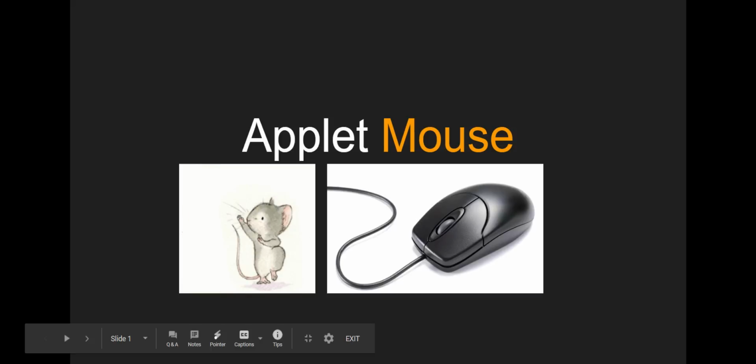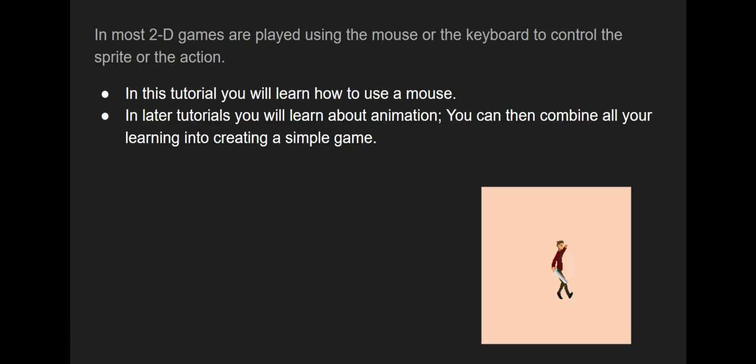Today's applet is about how to use the mouse. Most 2D games are played using the mouse or the keyboard to control the sprite's action. In this tutorial, you will learn how to use the mouse. In later tutorials, I will teach you about animation, and then you can combine your learnings to move the characters on your screen using either the mouse or the keyboard.